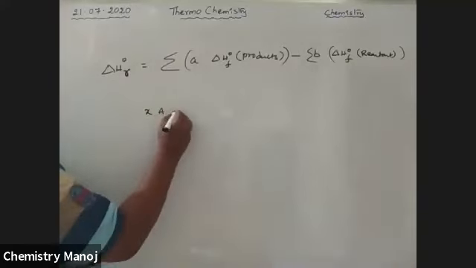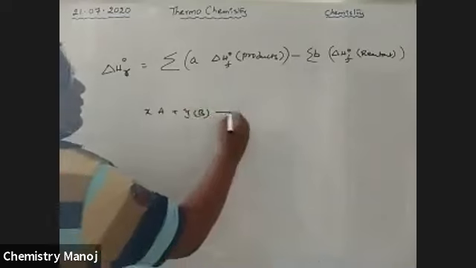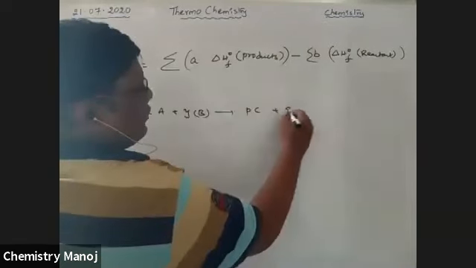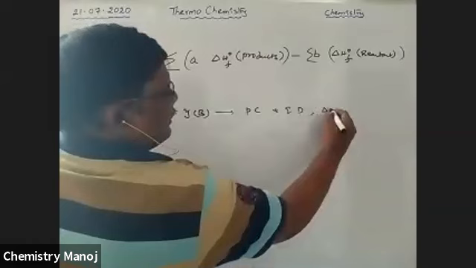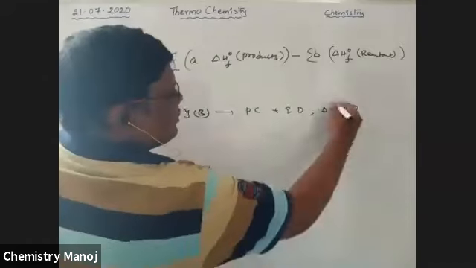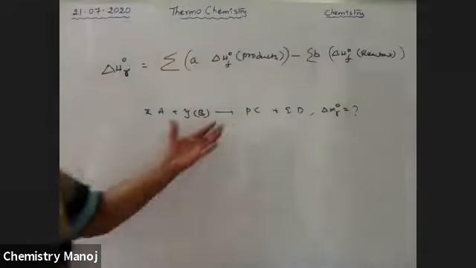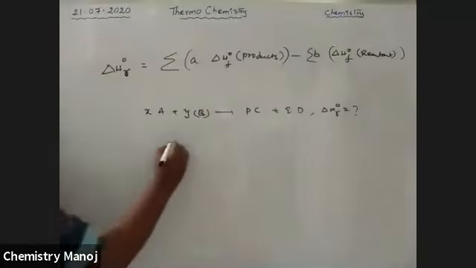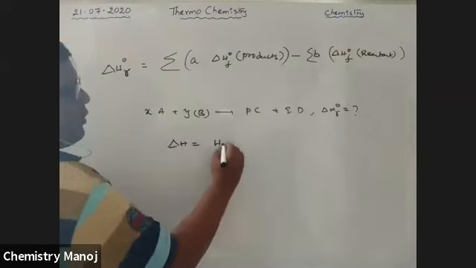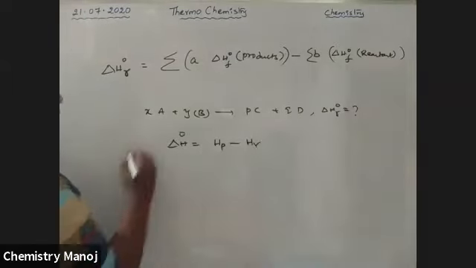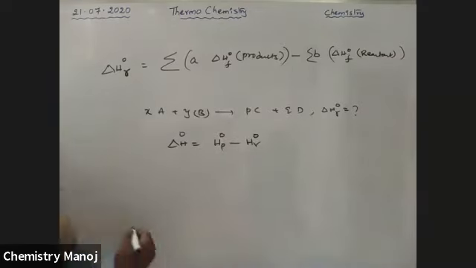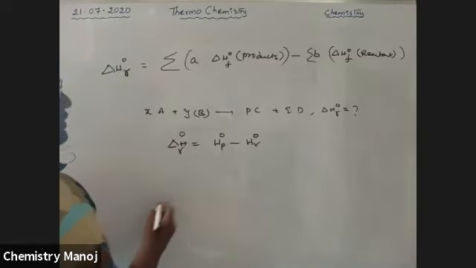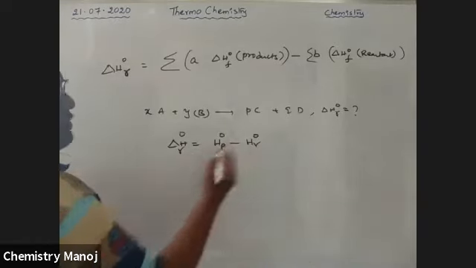See here, X moles A plus Y moles B gives P moles C, Q moles D. Now, delta H of the reaction is equal to how much? This is the reaction, how much energy is released? That is calculated with delta H, which is nothing but enthalpy of products minus enthalpy of reactants. Standard values, so delta H of the reaction is equal to HP minus HR, under standard conditions.